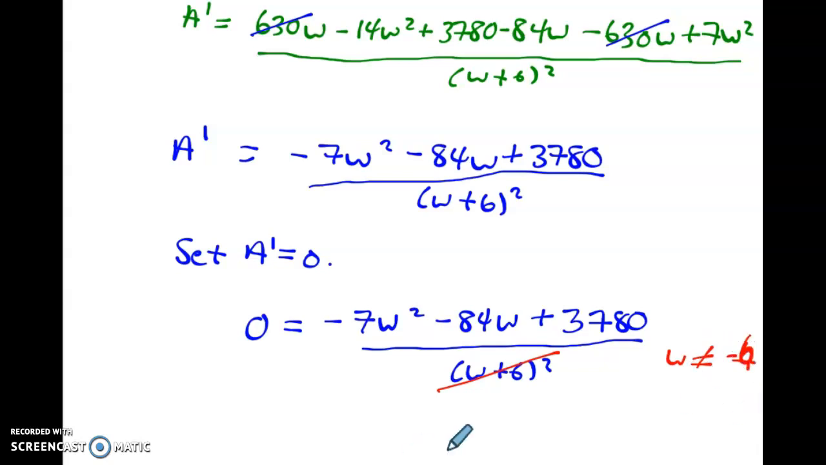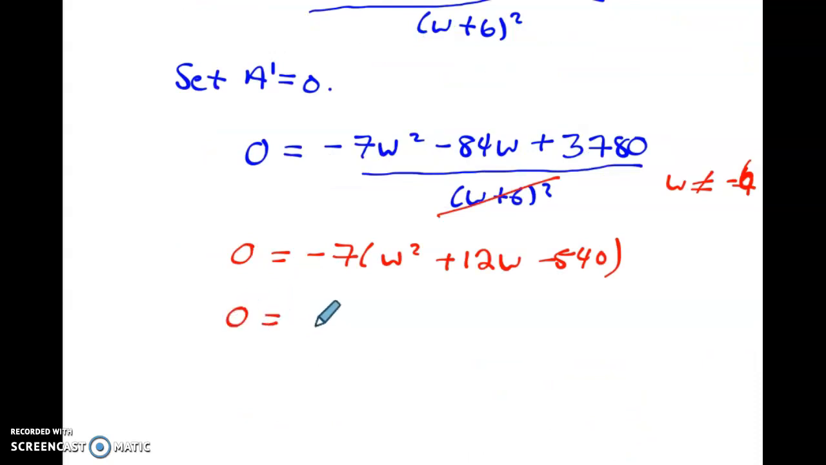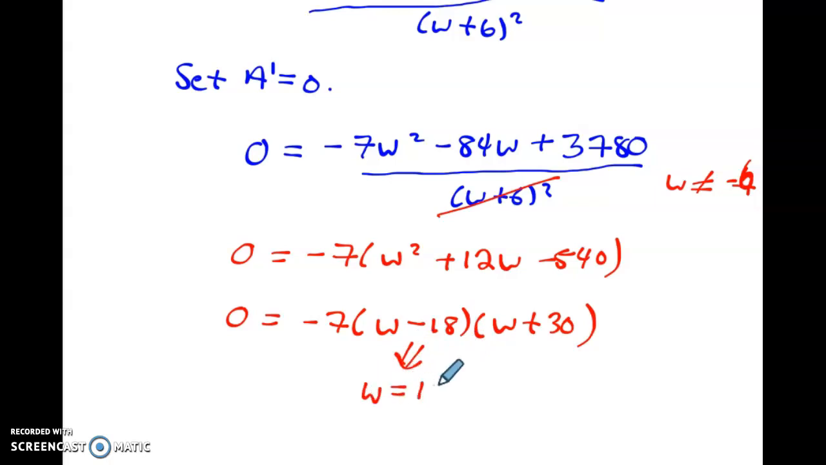There we go. So we are factoring that numerator. We can start by factoring out a negative 7, which will get us W squared plus 12W minus 540. And that does factor fairly nicely into W minus 18 times W plus 30. If you couldn't get those factors because they are a bit high, you could always use the quadratic formula. So we get that W equals 18 and W equals negative 30.